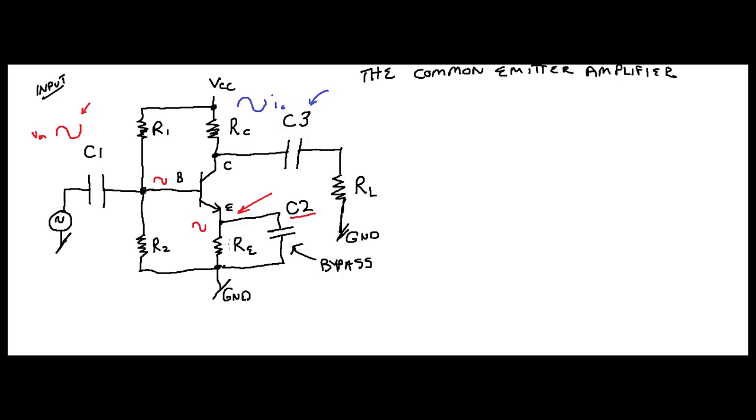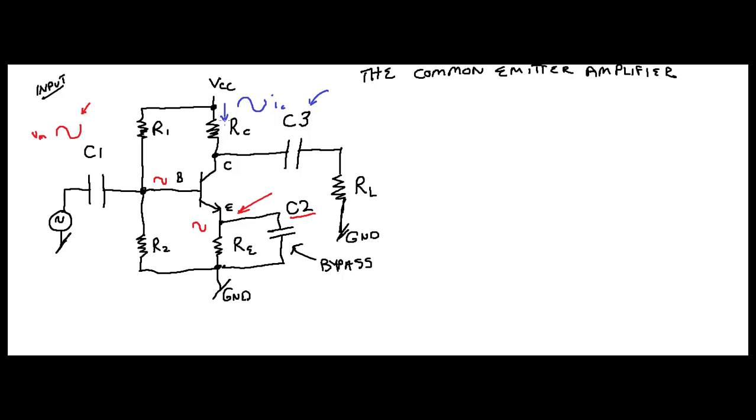Now, here's the thing. Your current going through here, if your voltage goes up, since your resistance here is constant, that means your current is going to increase. If your voltage goes down a little bit, that means your current is going to decrease. Get it? So your current is going to do the same thing as your voltage. But look at it in this way. So here's your current. We just drew the current.